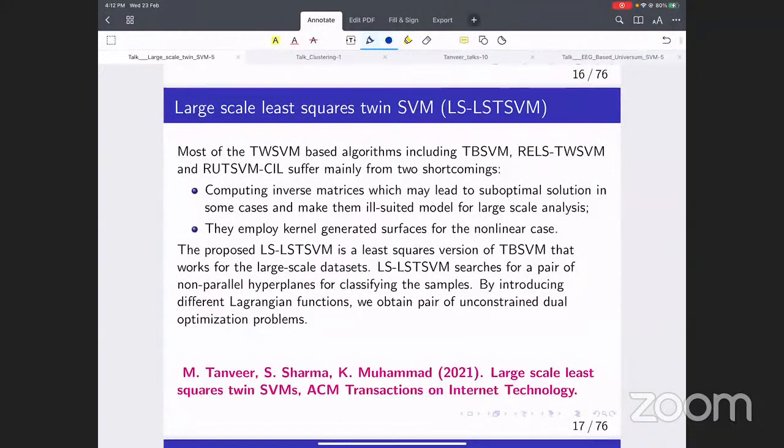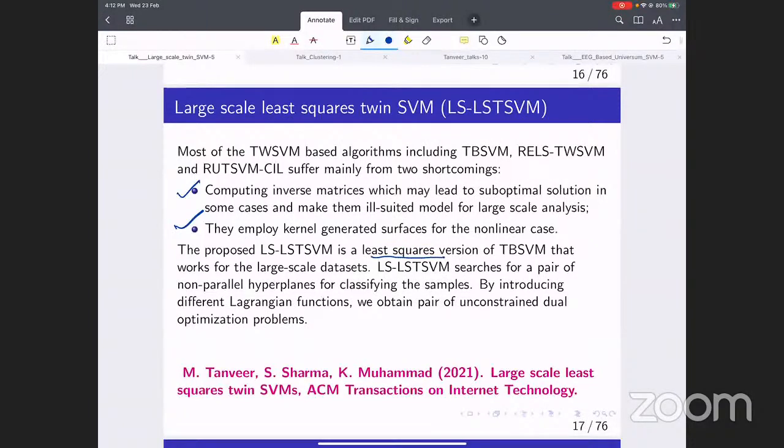What we are doing is introducing the idea in the least square based model. We are handling two issues. First, computing inverse matrices, which may lead to suboptimal solutions in some cases and make the model ill-suited for large scale data analysis. Second, we directly employ the kernel technique. And the proposed model is least square.